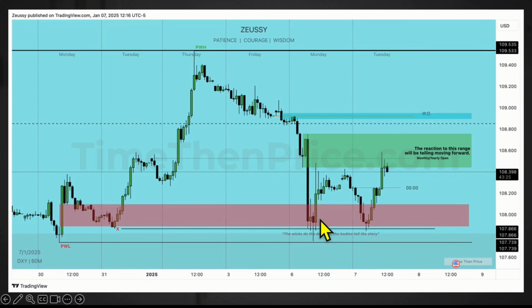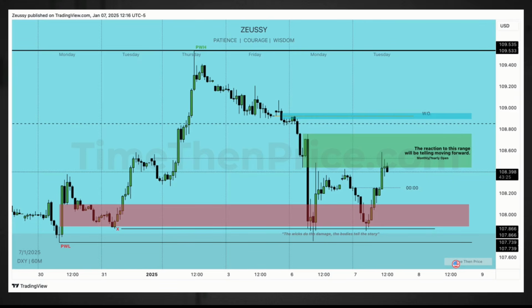We're now going to be paying attention to market maker models. What I want you to note is the following. What I want you to note is that this green box, which I've plotted on my chart, is being extended to the right. I will be monitoring the reaction to this range because it will be very telling moving forward, is what I wrote down inside of this green box.